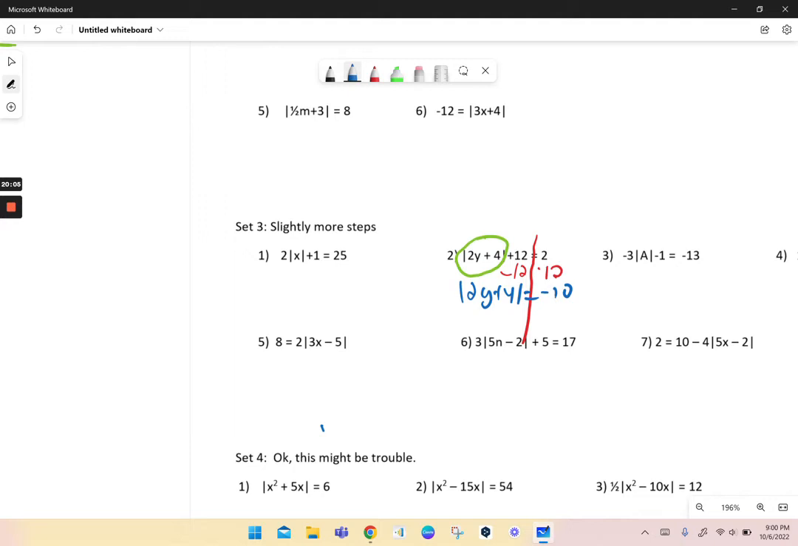And so the next step is to see what could the inside be equal to. And notice that the absolute value is supposed to equal a negative. Absolute value will always turn positive. And since it's supposed to equal a negative here, there are no solutions.